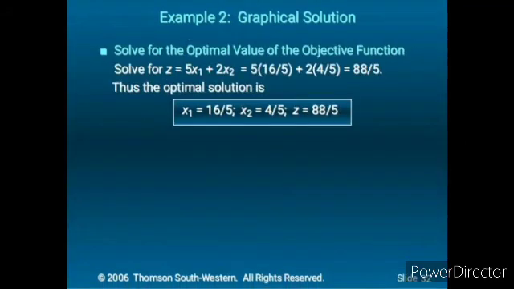Solve for the optimal value of the objective function. Same lang to nung ginawa natin doon sa maximization problem na sinubstitute lang natin yung value ng x sub 1 and then yung value ng x sub 2. Okay, so ganun lang dito. So, solve for z is equals to 5x sub 1 plus 2x sub 2 is equals to 5 multiplied by 16 over 5 plus 2 multiplied by 4 over 5 is equals to 88 over 5. Thus, the optimal solution is x sub 1, 16 over 5, then x sub 2 is 4 over 5.